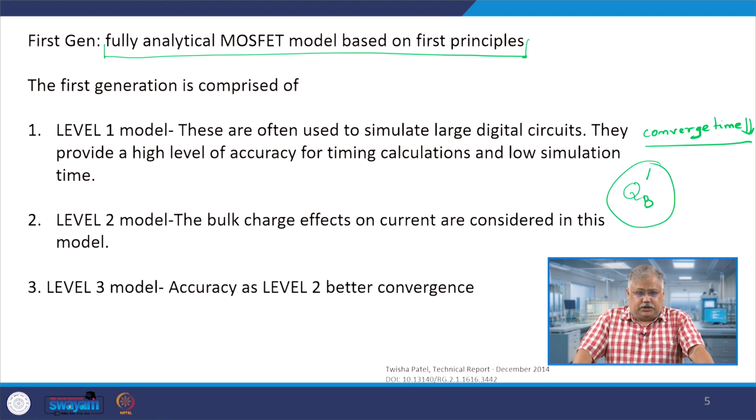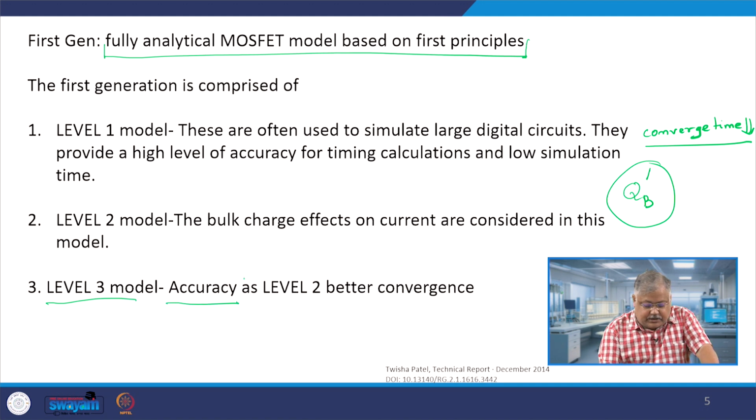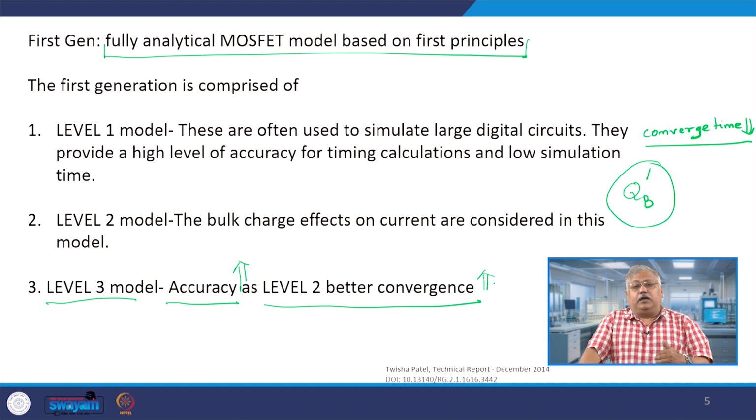So, this is not taken into consideration in level 1, but in level 2 these bulk charge effects are taken into consideration. Now, level 3 has much better accuracy as compared to level 2, and it converges faster as well. So, the advantage of the level 3 model is that its accuracy is almost equal to or more than level 2, but obviously its convergence is much better. Both in terms of time taken to give you a result as well as accuracy, level 3 is best within the first generation analytical MOSFET models.